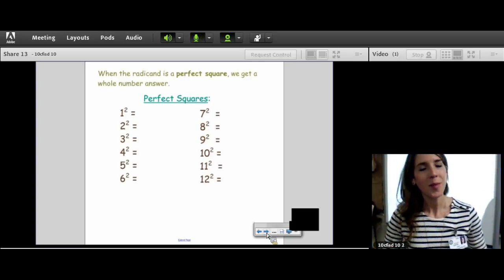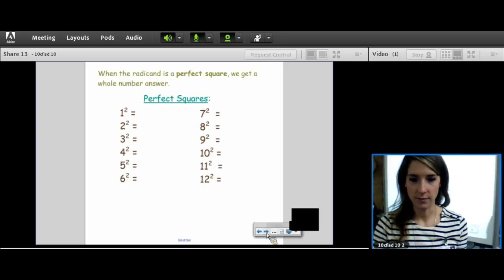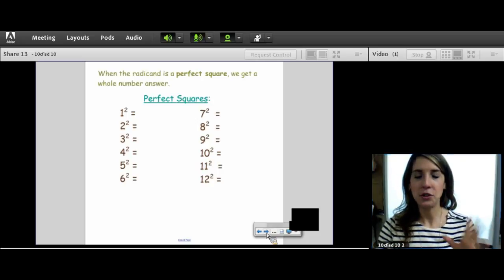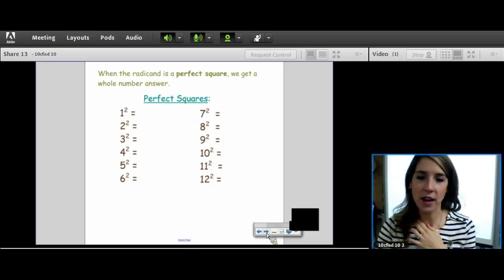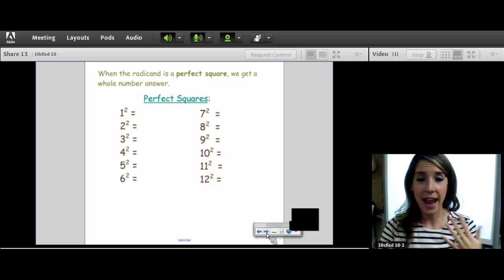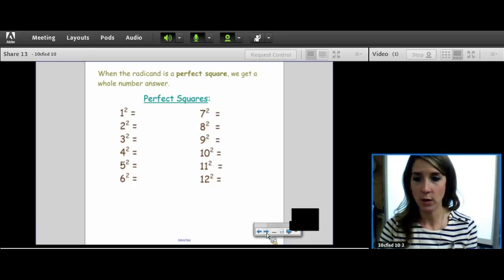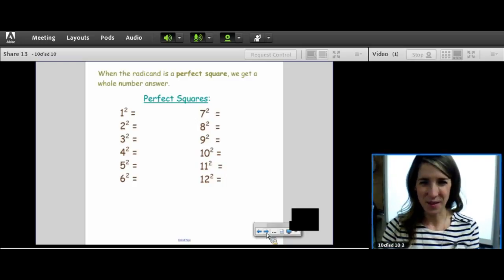Okay. Perfect squares are your friends. I want you to get to know your friends. I want you to memorize your friends. I want you to know your friends. So perfect squares, I'm never going to give you a quiz on the perfect squares. But I am going to tell you that memorizing these will make your life a lot easier and make solving your quizzes a lot faster. I know you know most of them.